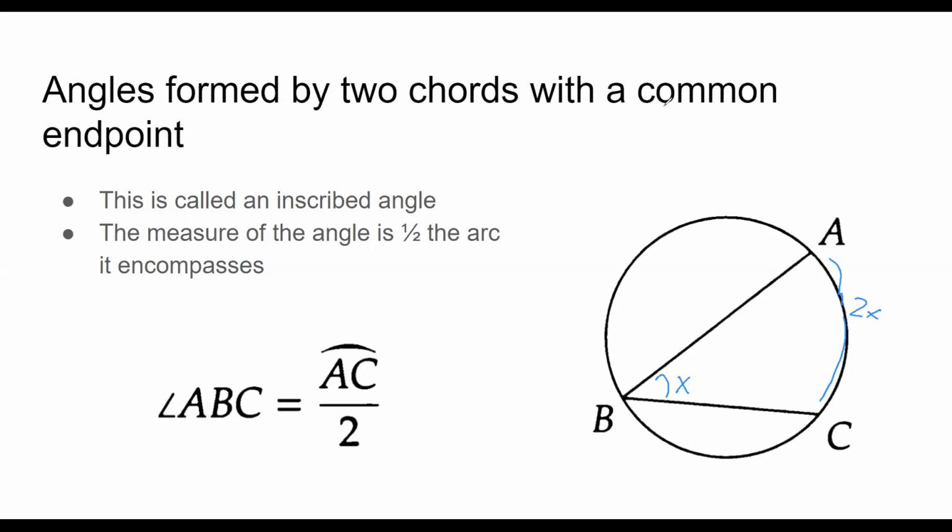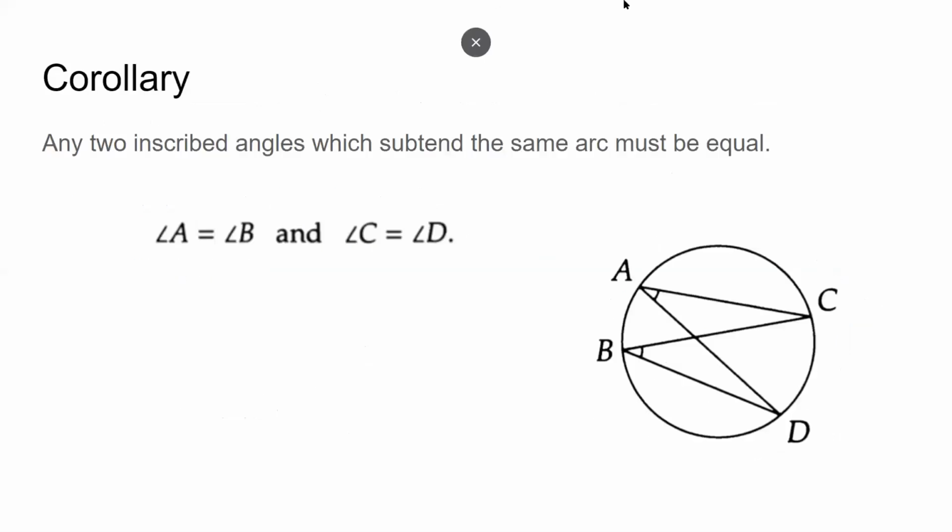So let's do an example here. Actually, not yet. Here's a corollary, which means a related theorem: any two inscribed angles which subtend the same arc must be equal. Let's say this arc CD has degree measure alpha. So what does that make angle CAD? Since CAD is an inscribed angle, this angle should be alpha over 2. And the same thing with angle CBD, since it also subtends the same arc, which is alpha, it's also alpha over 2.